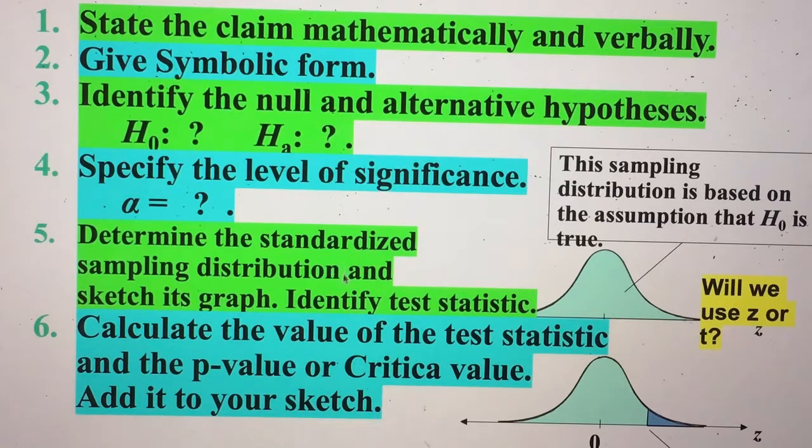We're going to determine the standardized sampling distribution, and we're going to sketch its graph. We're going to identify the test statistic. We're going to calculate the value of the test statistic and the p-value, or the critical value. Add it to your sketch. So basically, when we're looking at number 5, we're going to be saying, okay, do I use the Z or the T? And when I calculate my test statistic, I'm going to say, is my test statistic in this rejection region? We're going to talk about how to make those decisions very shortly.